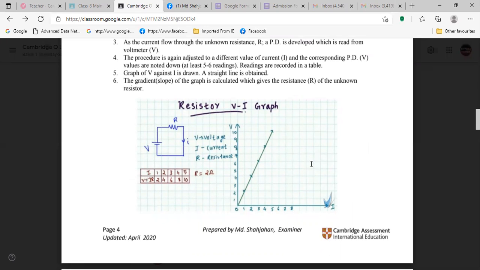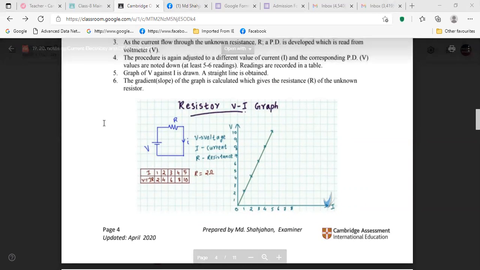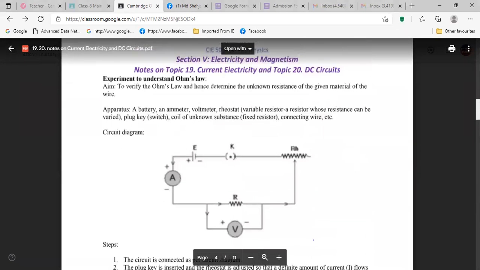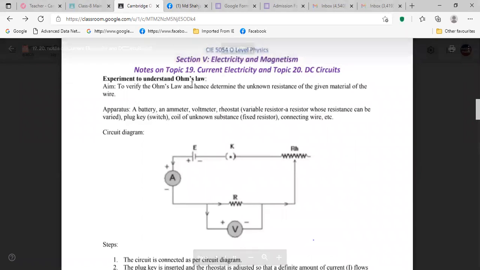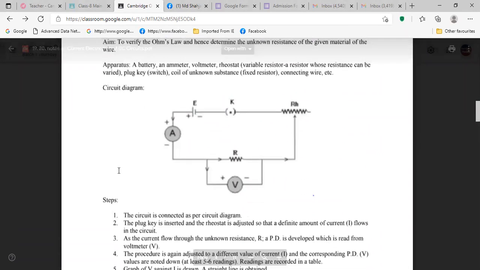So you all understood this? Okay, if you all understood it, then draw this circuit only. You write here the heading: experiment to understand Ohm's law. After writing this heading, you only draw the circuit.